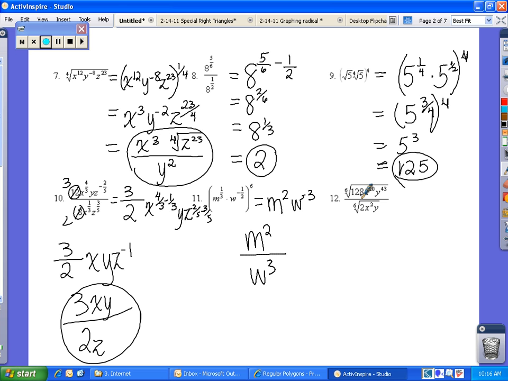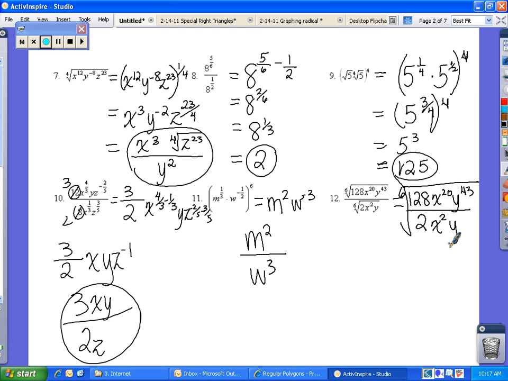Okay. Number 12. You want to first take the 6th root of 128 x to the 20th, y to the 43rd, and over the 6th root of 2x squared y. So you basically want to distribute that 6th root to everything. And since the bottom is having the 6th root taken as well, you're going to also basically take the 6th root of everything.